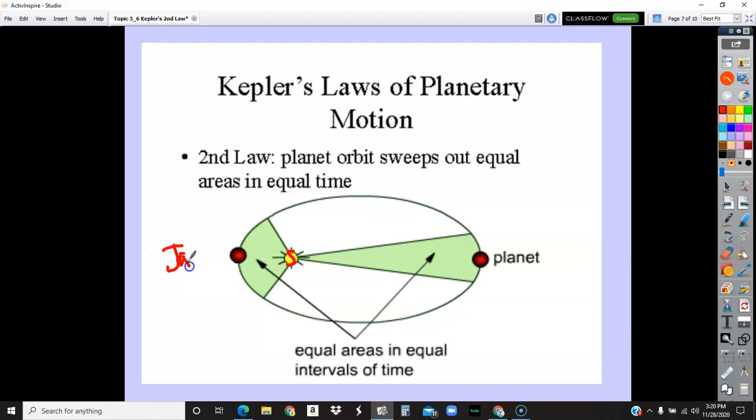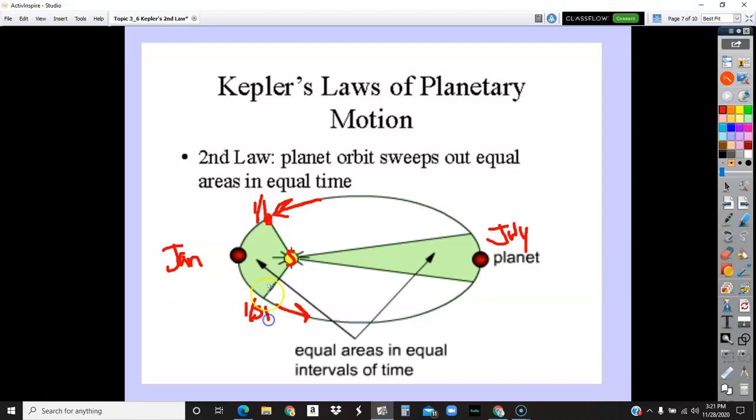So I'll put Jan. There's January. Way out here is when we're furthest from the sun. That was aphelion, and that's going to be July. So what Kepler is saying is, in the month of January, we're going around the sun, if we're looking from above like this, counterclockwise. So this point right here would be New Year's Day, or beginning of January. This point over here would be the end of January, January 31st.